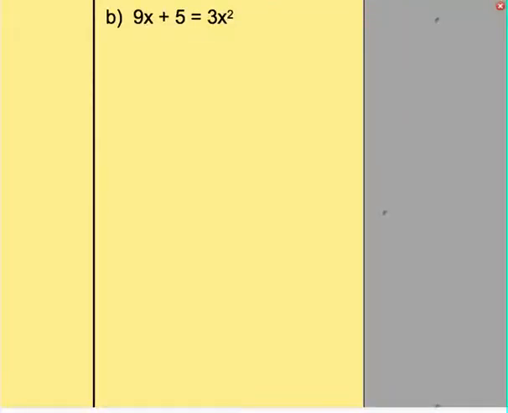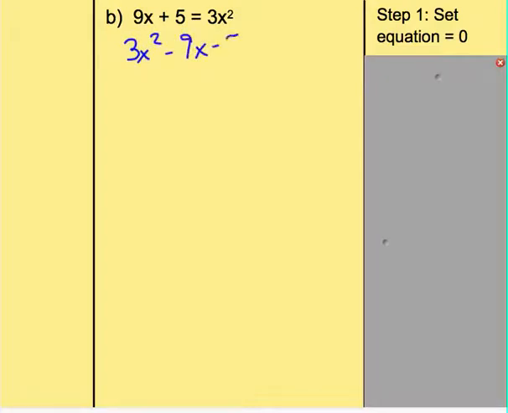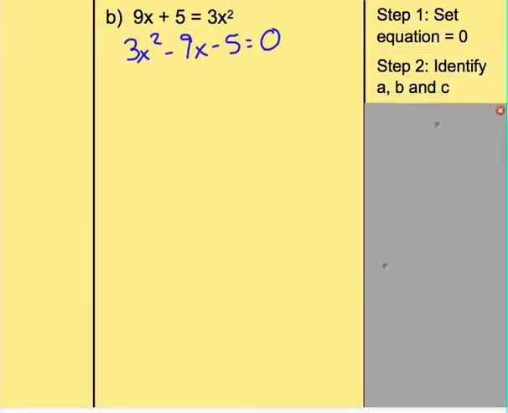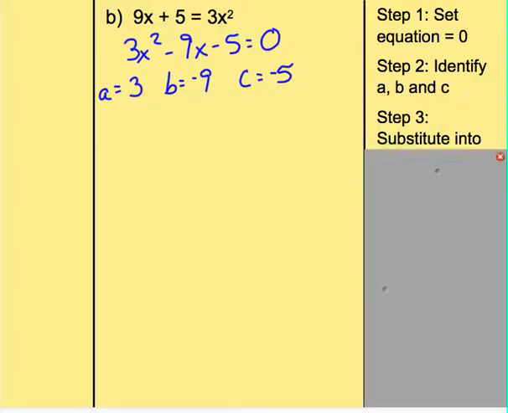Next example. I know this video is going to run a little bit long, but I want to keep the same topics together. So first, set your equation equal to 0. Now you can subtract 3x squared from both sides, but I really like keeping my a positive, so I'm going to move my other two terms instead, subtracting the 9x and subtracting the 5. Identify a, b, and c. A is the coefficient of your x squared term. B is the coefficient of your x term, and c is your constant. Again, those subtractions become negatives.